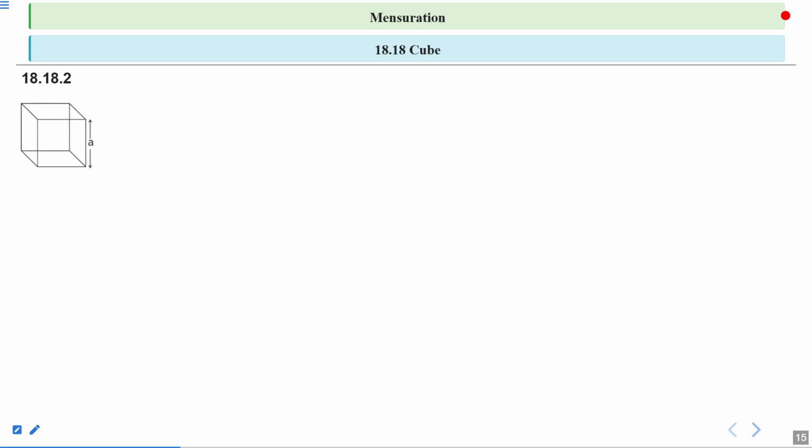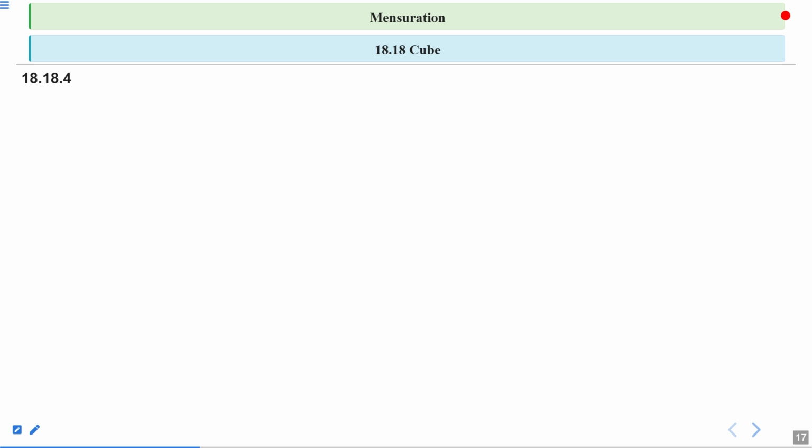18.18.2. So this is the diagram. The volume of a cube is edge cube, or we can say side cube. Next one of the cube. So this is the diagram. The lateral surface area of a cube is 4a square.